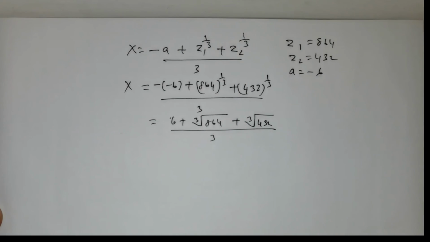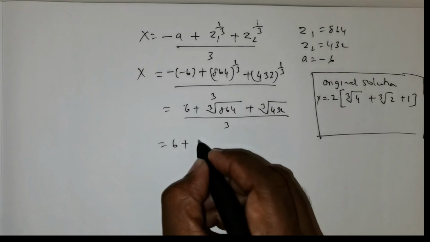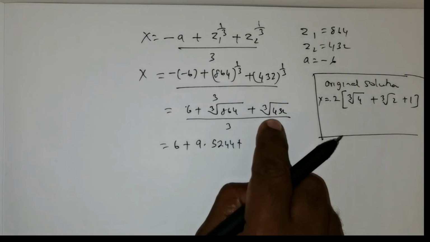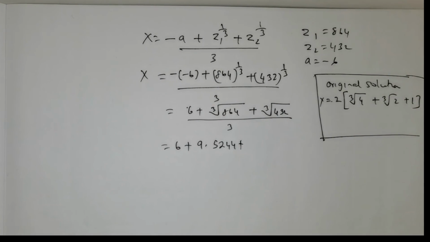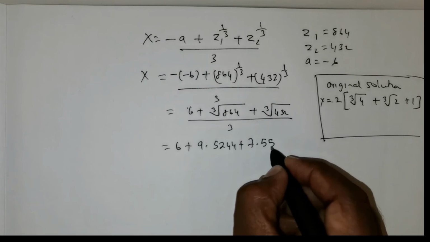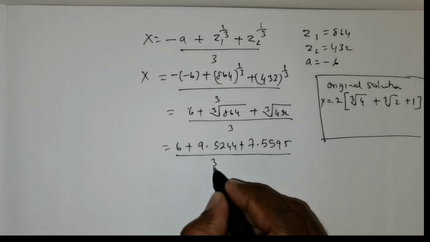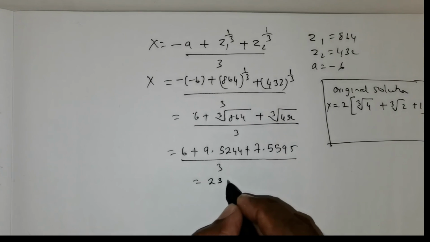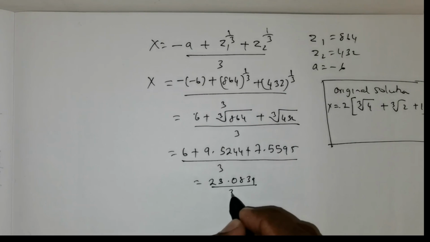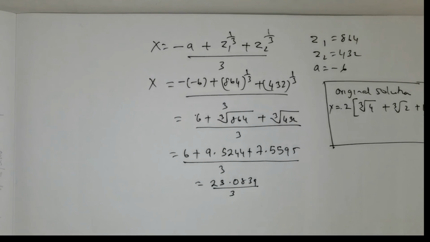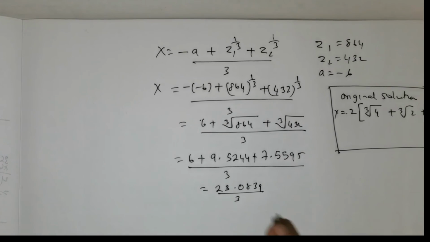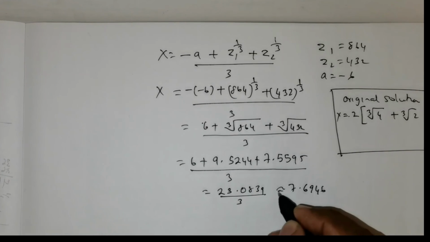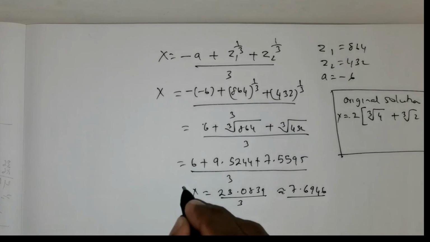We have to use our calculator and find out the third root. The value would be 9.5244. And then calculate the cube root of 432. The value would be 7.5595. Now you can add these, and that would be equal to 23.0839. That has to be divided by 3. So when I divide by 3, I would get approximately 7.6946. This is an approximation for x.